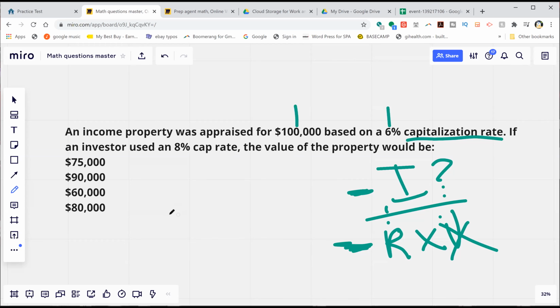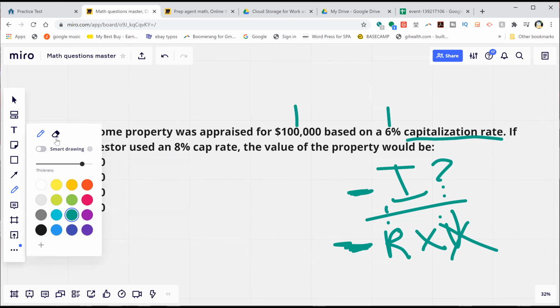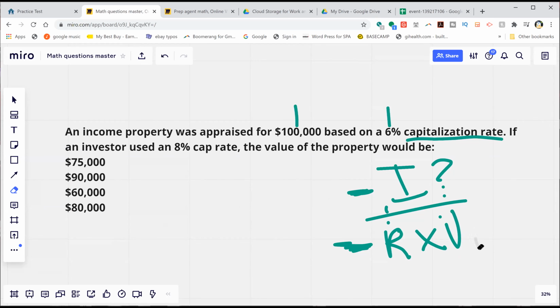So let me ask you this, based off of IRV, based off what you see here, how would you solve for the income? Okay, how would you know how to get the income? So we've already figured out a couple of the steps that we have to take. How do you solve for income? Okay, and how you get that, you're going to multiply. So what are you going to multiply, Lisa?